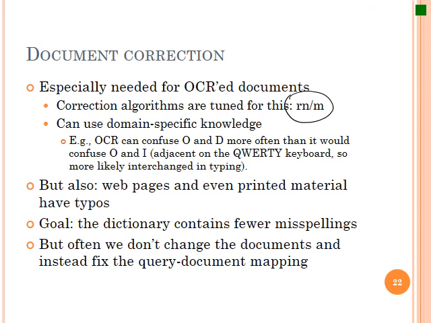Okay, but often we do not change the documents, but instead fix the query document mapping. Okay, that is, we don't try to fix the document itself by changing the typos, but rather, if I know that this thing is actually room, right? If I know this is actually room, then I would just index this document under the word room rather than changing this document.